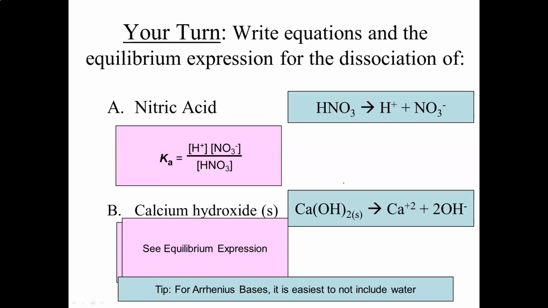Calcium hydroxide, though, is a solid. Look at your dissociation equation there. This goes back to what we did in Unit 3 as well. This looks like a Ksp problem, basically. Your equilibrium expression is going to look like this: Kb equals calcium ion times hydroxide ion squared. A tip here for the Arrhenius bases, some metallic hydroxide: it's going to be easier if you don't include water. It just makes it a lot cleaner and much easier to write the expression for everything.